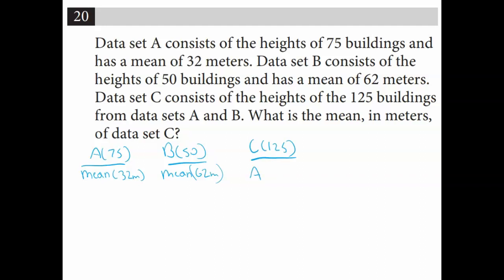Well, we know it's going to be the amount of buildings in A and B, divided by the heights. So 125, and that's going to be the mean of C. But how do we find what A and B are? Well, if we know that A divided by 75 equals the mean, 32 meters, because A consists of all the heights. So this is all the heights of A, and this is the amount of buildings. So all the heights added together divided by the amount of buildings is going to equal the average, which is going to be 32.